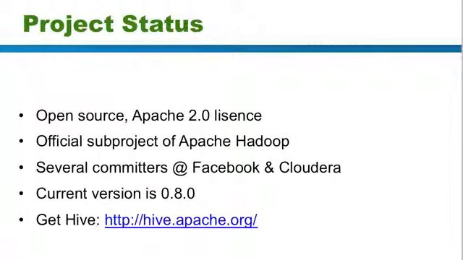The project status of Hive is that it's an open source Apache 2.0 licensed project. It's an official sub-project of Apache Hadoop. There are several committers at Facebook and here at Cloudera. The current version is 0.8.0, and you can get Hive from the hive.apache.org site. You could also check out the Apache Wiki, and there are quite a few functions that go with Hive and UDFs. You can check them out on the Apache Wiki as well.